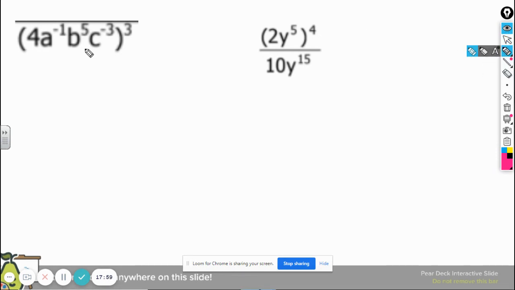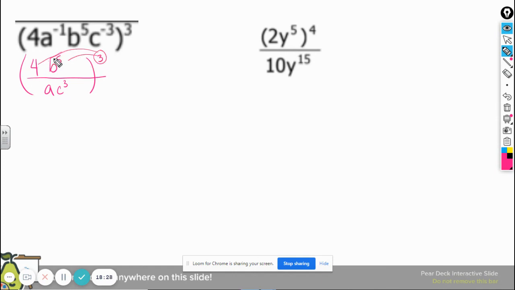Okay, another example. All right, 4, a to the negative 1. So I'm going to start putting things down here that need to go down here. b to the 5th, that can stay up here. c to the negative 3, it's got to go down here. Then the whole thing is raised to the 3rd power. So this 3rd power goes to everything.